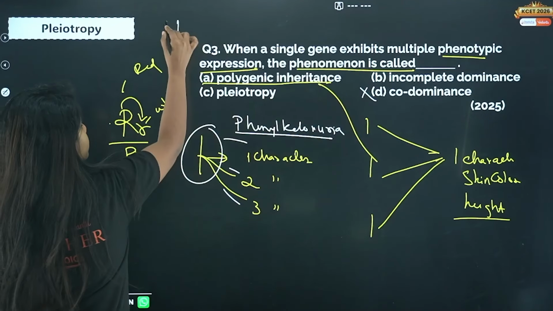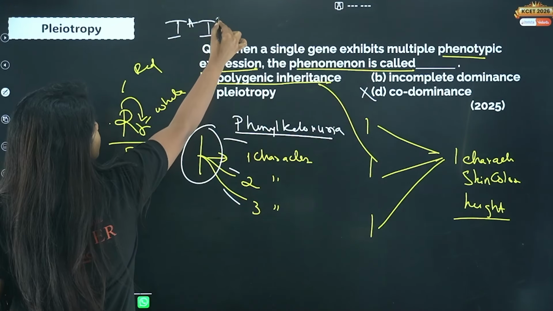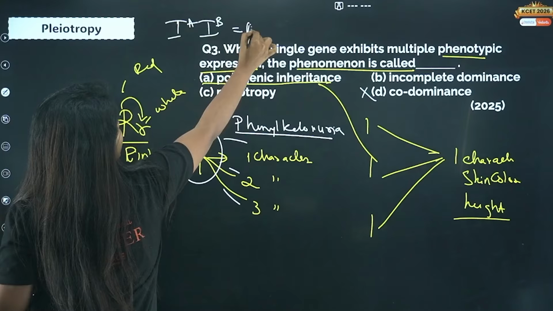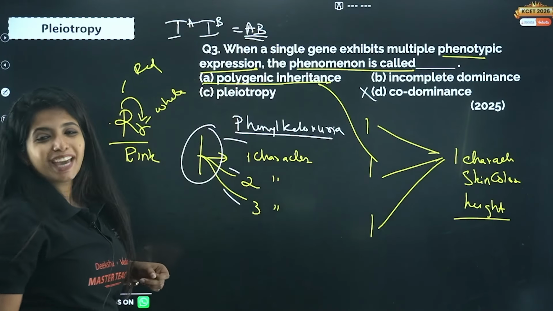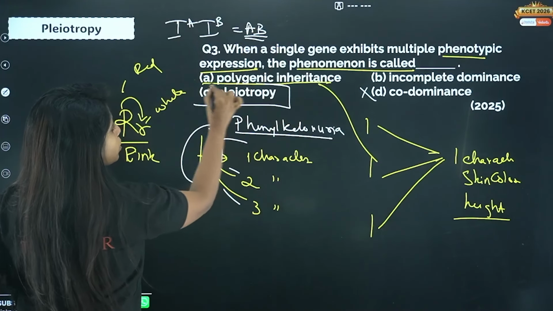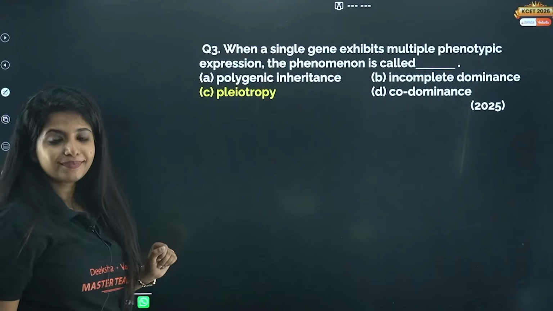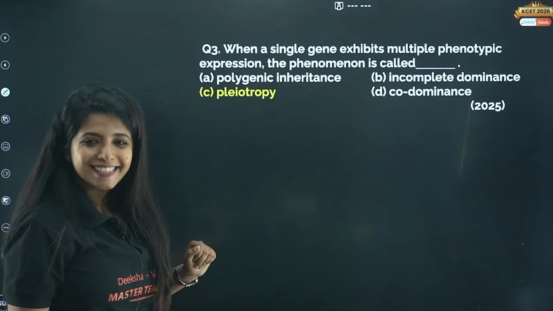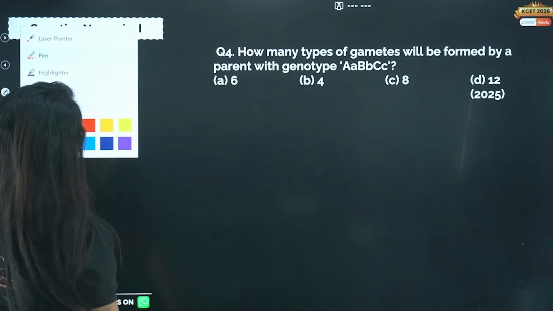Codominance means, for example, in blood group, I have IA, IB. Both of them are equally dominant, which is why I have AB blood group. So anyway, the answer for this question would be C. Now let's go ahead with question number 4.